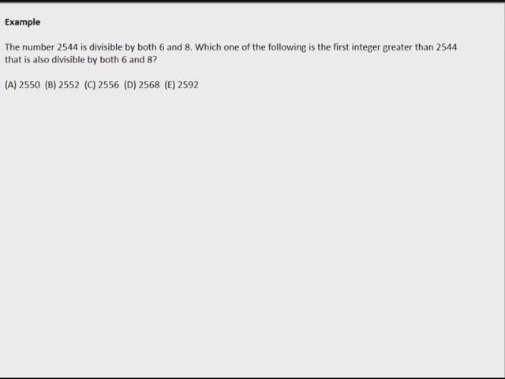The number 2544 is divisible by both 6 and 8. Which of the following is the first integer greater than 2544 that is also divisible by both 6 and 8? So if 2544 is divisible by both 6 and 8, what does it make 2544? It makes 2544 a multiple of both 6 and 8. So it's a common multiple.